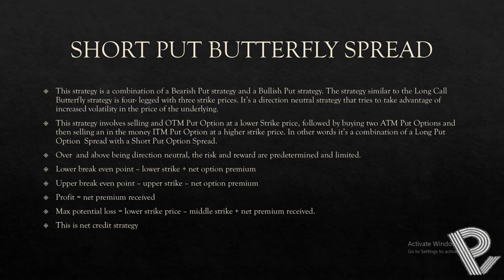Lower break-even point is equal to the lower strike plus net option premium. Upper break-even point is equal to the upper strike minus net option premium. Profit is equal to net premium received. Max potential loss is equal to lower strike price minus middle strike plus net premium received. This is a net credit strategy.